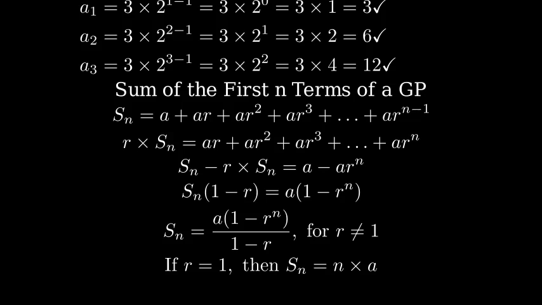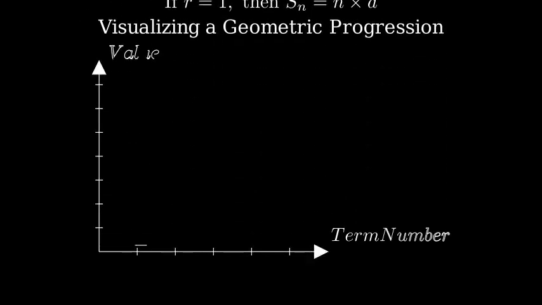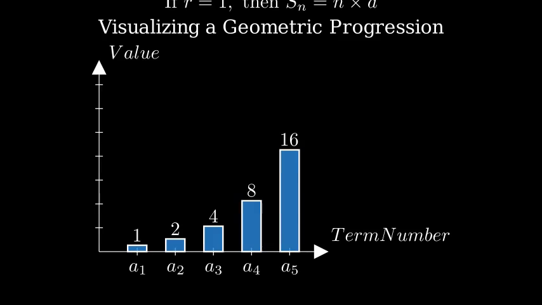Let's visualize a geometric progression to understand it better. Consider the geometric progression 1, 2, 4, 8, 16, where a is 1 and r is 2. Each bar represents a term in our geometric progression. Notice how each term is twice the previous term, which is our common ratio of 2. This visualization helps us see the exponential growth that occurs in geometric progressions with common ratios greater than 1.